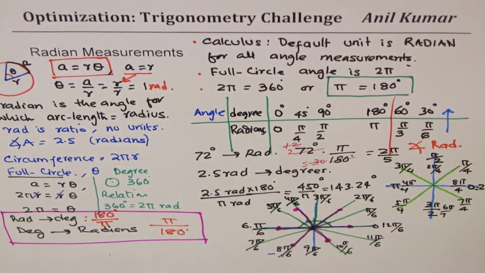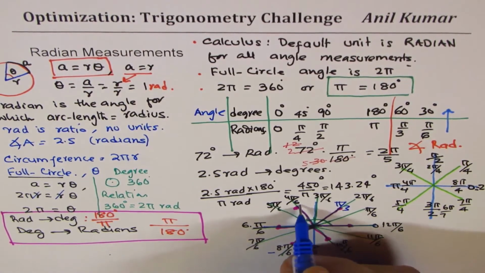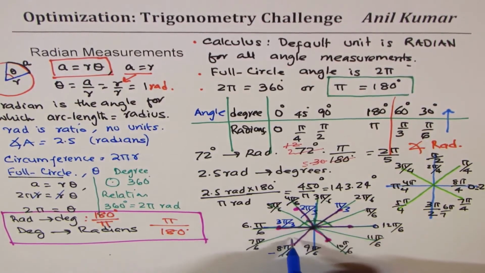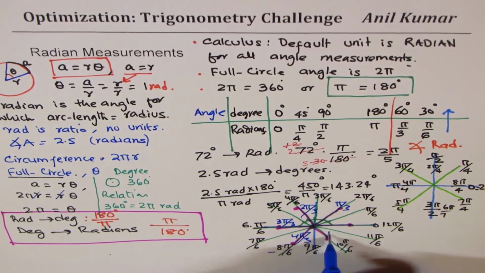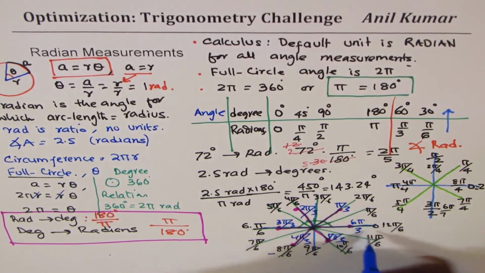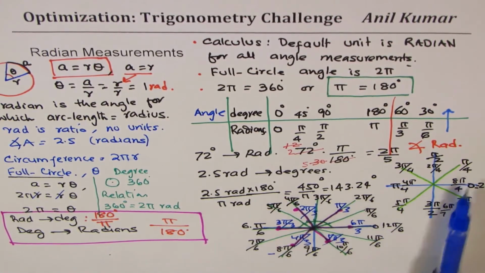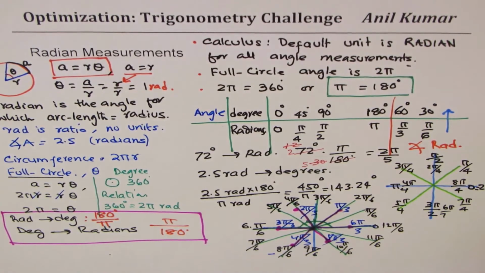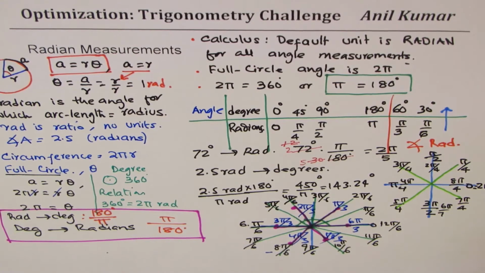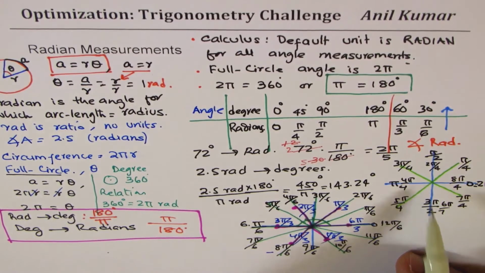Correct? You could write them as pi by 3, 2 pi by 3, 3 pi by 3, 4 pi by 3, 5 pi by 3, and 6 pi by 3, which is 2 pi. Do you see that? So you could easily sketch all pi by 4 multiples, pi by 3 multiples, or pi by 6 multiples using the strategy of dividing each quadrant into those many parts. Do you get an idea?